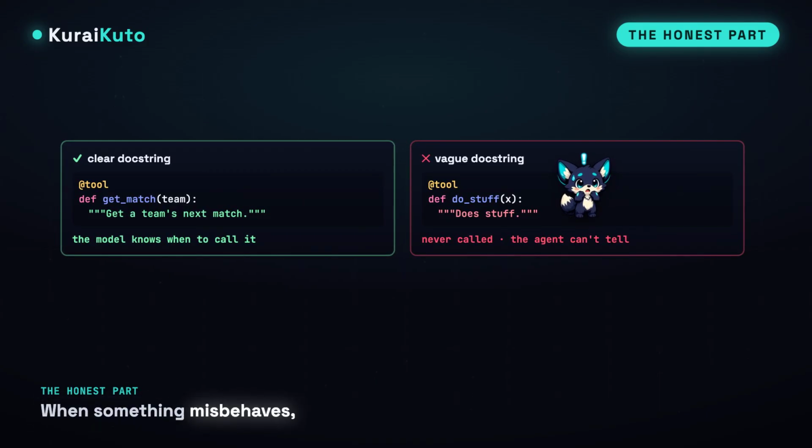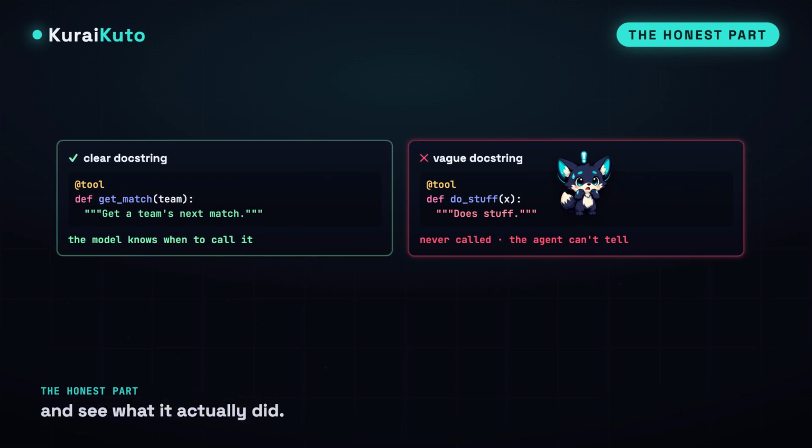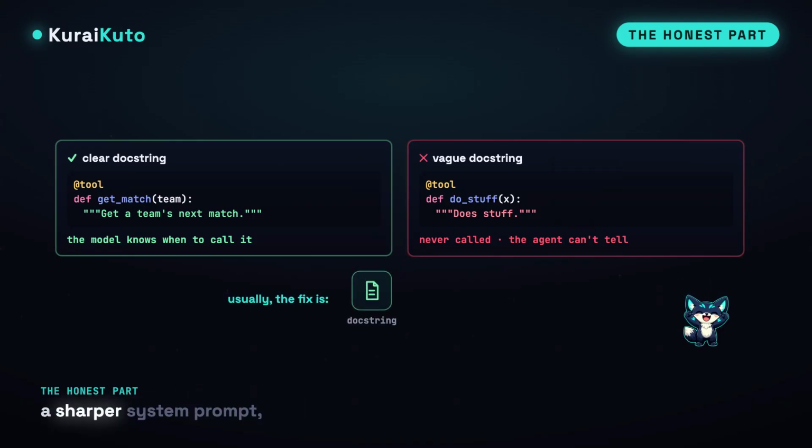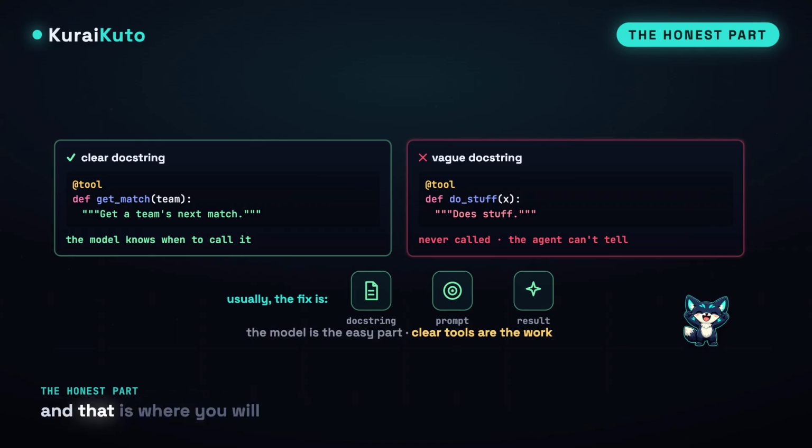When something misbehaves, do not guess and do not blame the model first. Stream the steps, read the trace, and see what it actually did. More often than not, the fix is a clearer docstring, a sharper system prompt, or a tool that returns a cleaner result. The model really is the easy part now. It is one line of code. The hard part is designing clear tools, clear prompts, and clear error messages. That is the actual engineering, and that is where you will spend your real time.